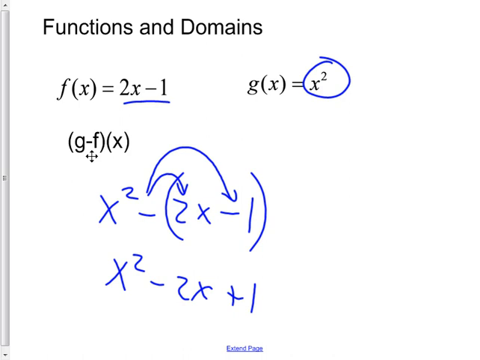I'll just stop there. So now if I was going to do g of f of 2, then I replace the x with a 2. So I just go down here and put a 2 in, and put a 2 in. So that'd be 2 squared is 4. 4 minus 4 would be 0. 0 plus 1 would be 1. So the answer would be 1 if I did that.